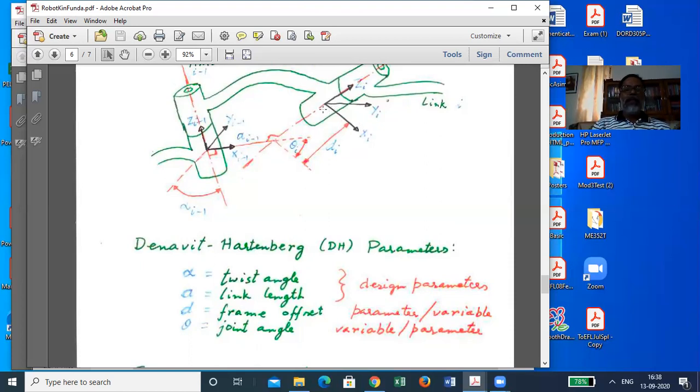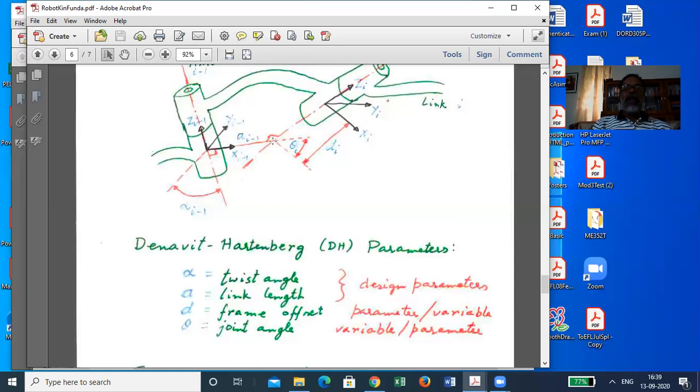So that angle between this direction x i and this direction x i minus 1 is called the joint angle, because that will change if you turn this link at this joint about this axis. So that is the joint angle. That is a variable typically. Typically, I say, keep note.